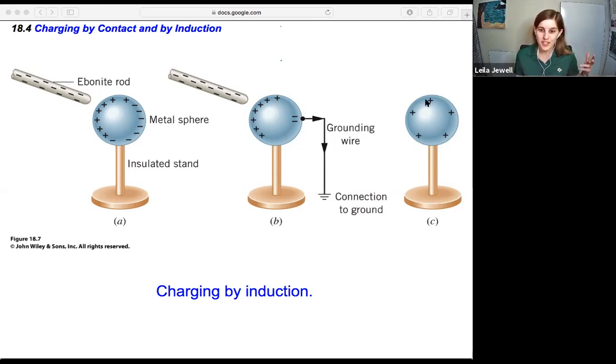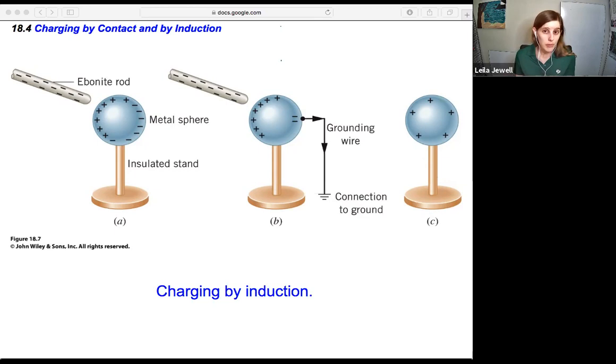And once all of that's gone, the positive charges are going to want to spread out again to the very surface of the sphere. They don't want to be anywhere near each other. So this is another way of charging, a bit more indirectly. That's why it's induction, not by contact itself. These are two ways to actually charge the metal sphere.